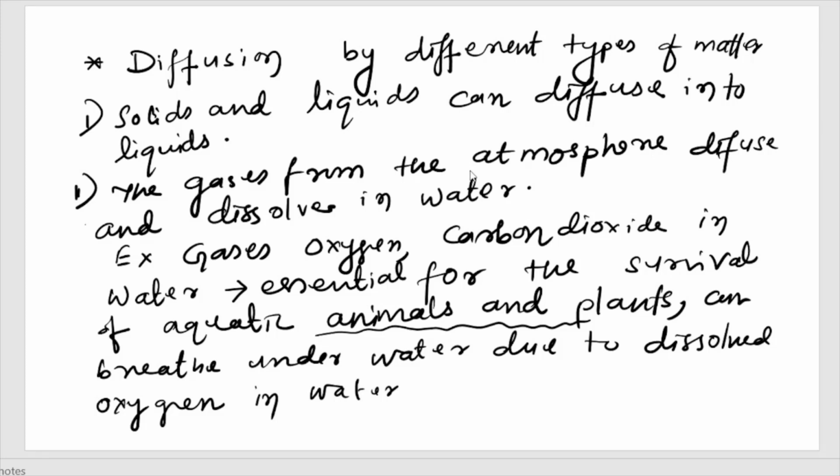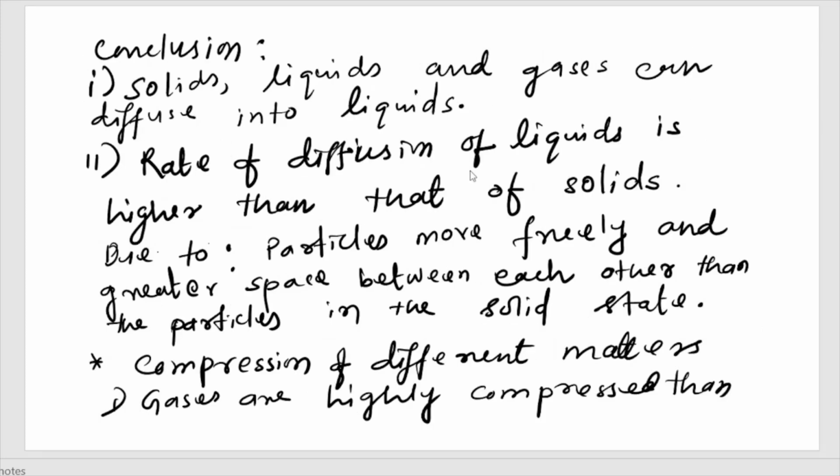और एटमॉस्फेरिक एयर में गैस, ऑक्सीजन, कार्बन डाइऑक्साइड इन वाटर, व्हाट हैपेंड, इट सर्वाइव द aquatic plants, aquatic animals, they can take breath under the water. Why? Due to dissolved oxygen in water, that is called diffusion of gas in water. Then solid, liquid, gas can diffuse in what, liquid, ये correct है.